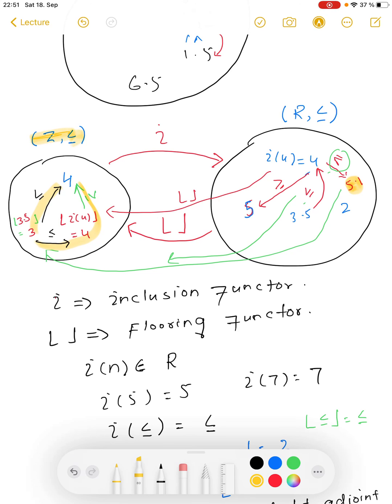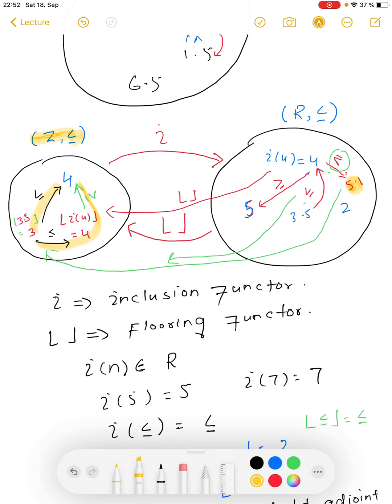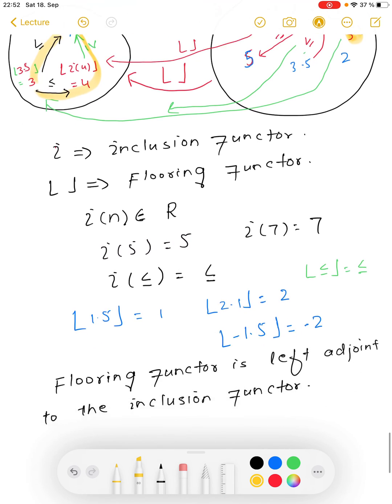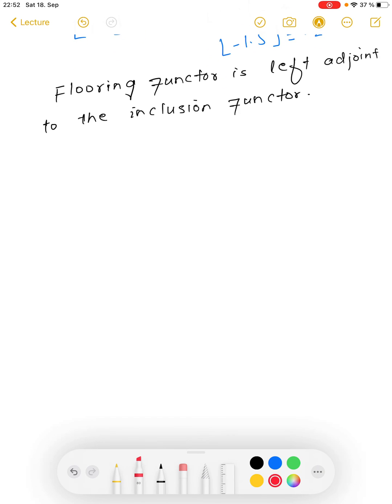And therefore we can say that this flooring functor is actually the left adjoint functor of the inclusion mapping. Now the ceiling functor. What is the ceiling functor?